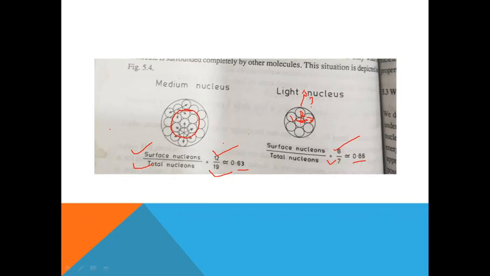I'll have to explain this once again. If I have to remove this nucleon by supplying energy, this nucleon is not as closely bound as the one in the center. It will be very difficult to remove the one in the center compared to the one at the surface.